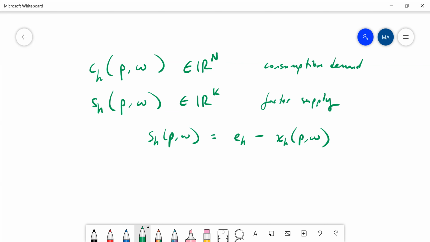Of course, these are coming from optimal choices, right? You may put stars to show that these are optimal choices. Okay? Now, of course, sometimes for some k, you may have this: e_h equals x_h star.